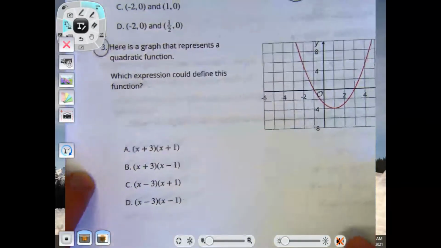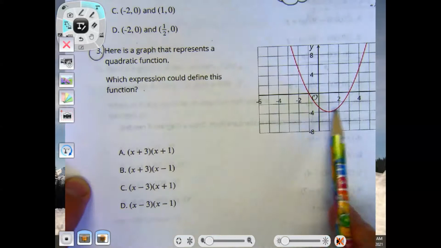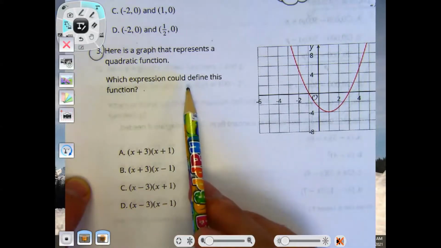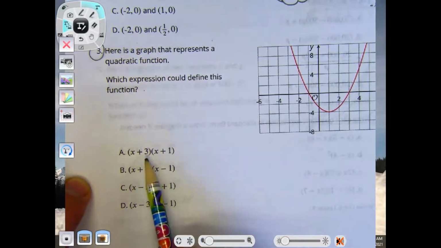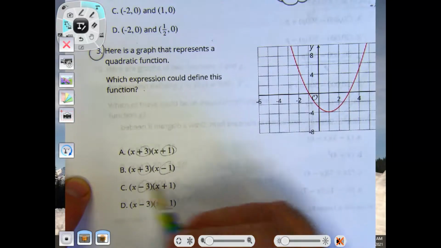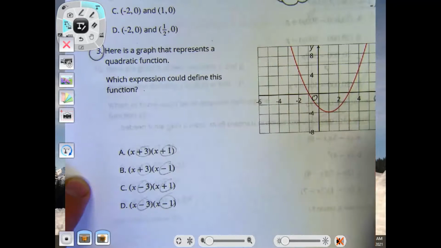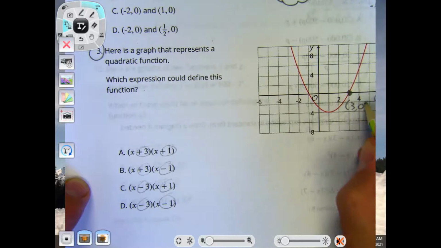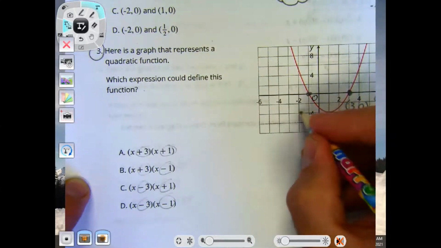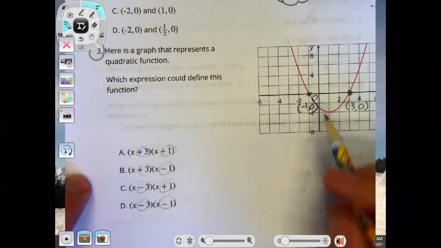Number 3. Here's a graph that represents a quadratic function. Okay, so that's what this red thing is. Which expression could define this function? Now, if you look at these, these are in factored form, which means they tell me where the zeros are. Here are the x-intercepts. So where does this sucker intercept the x-axis? This is the x-axis. Well, it intercepts it right here at 3, 0, and right here at negative 1, 0. Okay, so those are my 2 x-intercepts.